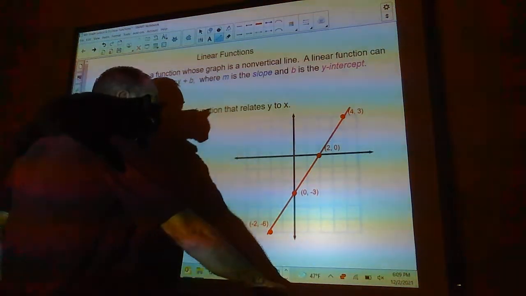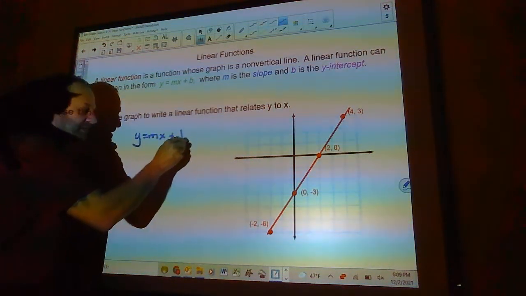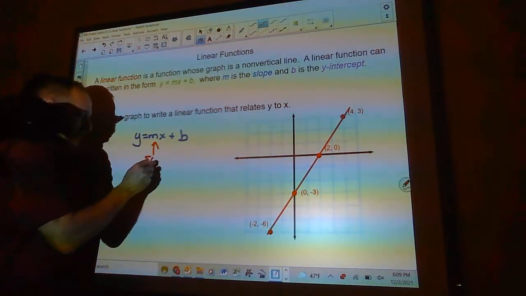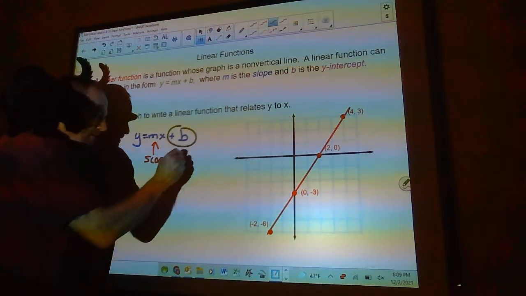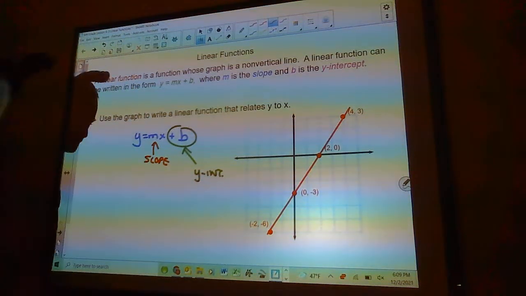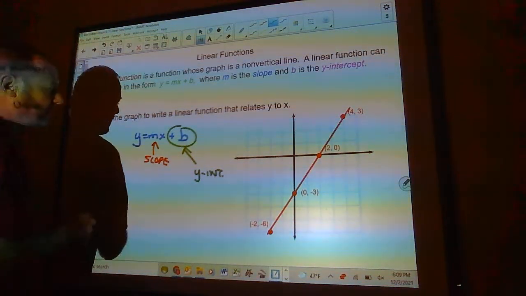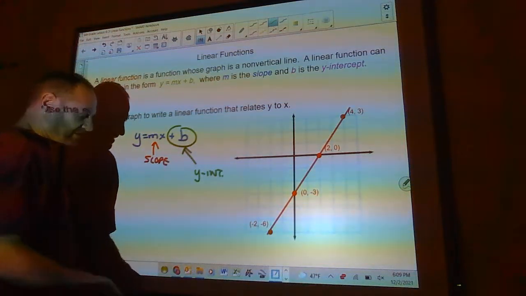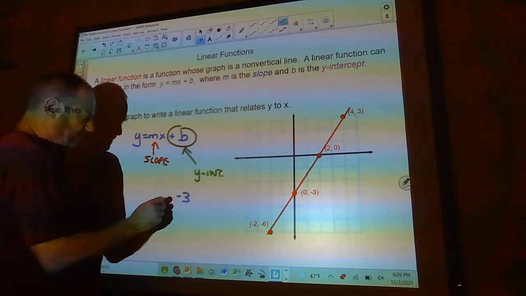So we know that a line is going to be of the form y equals mx plus b, okay, where m is the slope, and this number right here is the y-intercept. So it just so happens we have the y-intercept here, (0, -3). So this is a very simple problem. We can just substitute that in right here. So -3.